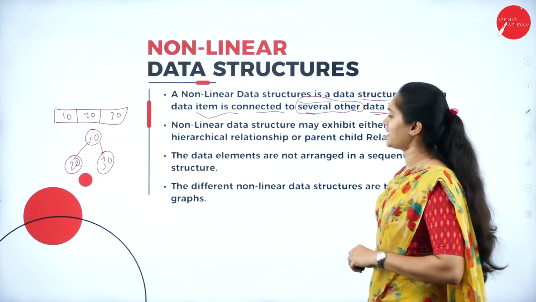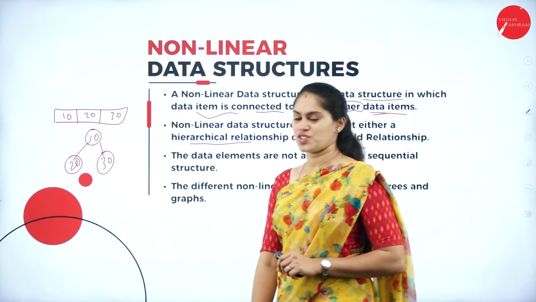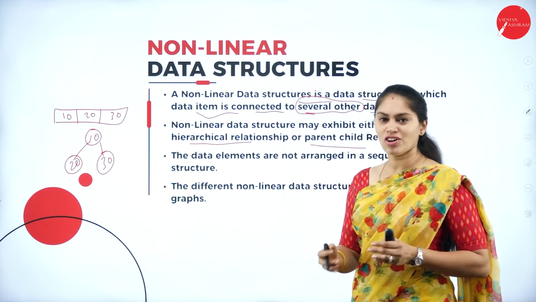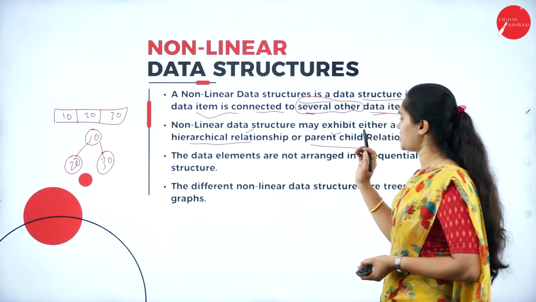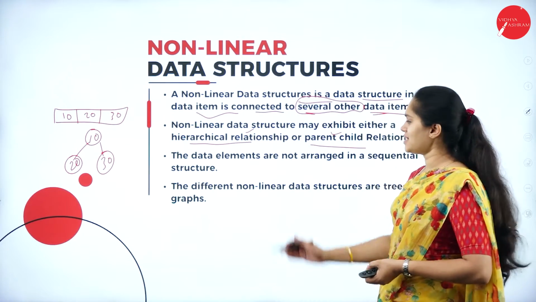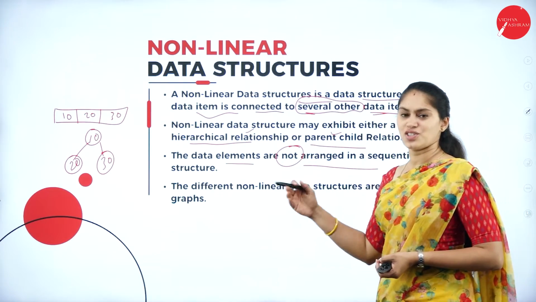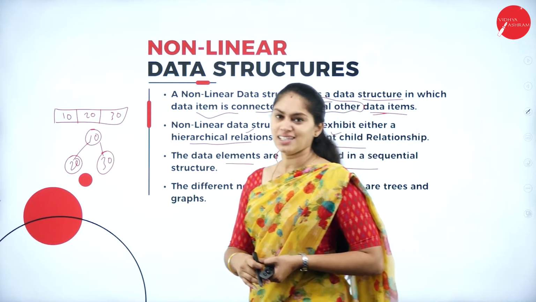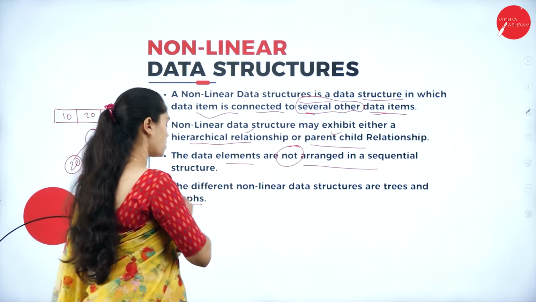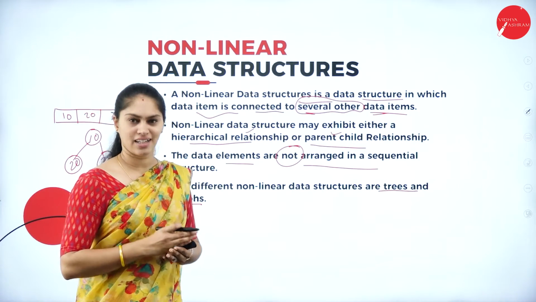In this non-linear data structure, it may follow either a hierarchical relationship or a parent-child relationship. Hierarchical in the sense of a tree-like structure. One root will be there, then it will have a number of branches. Also, a parent-child relationship can be represented with a non-linear data structure. In non-linear data structures, elements are not arranged in a sequential structure. That is why we call this a non-linear data structure. The examples we can consider are graphs as well as trees.